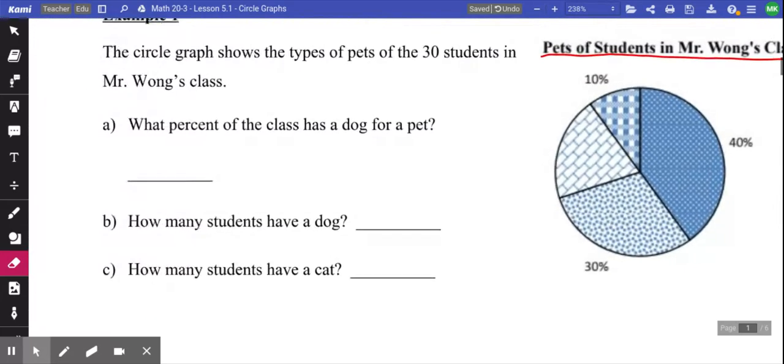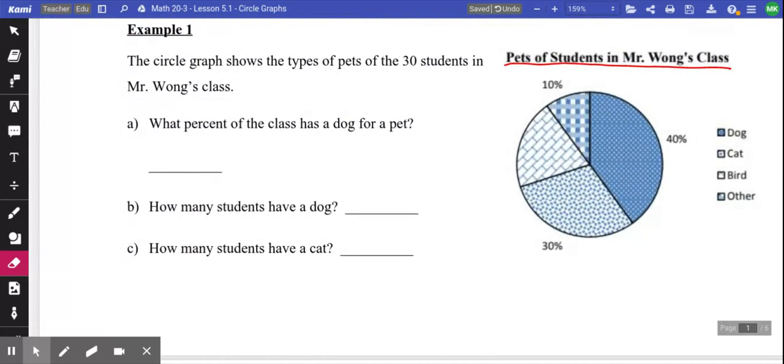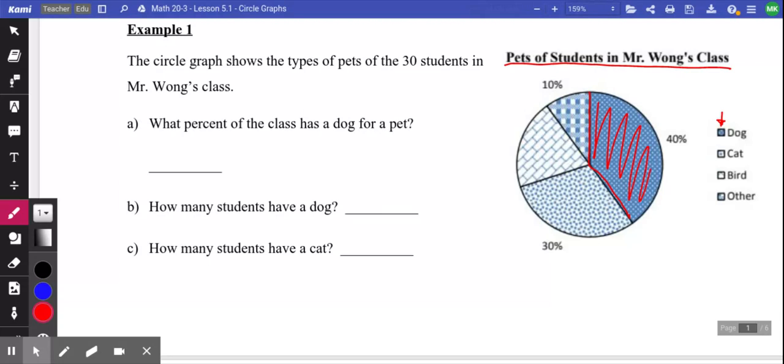On the left here, we're going to answer some quick questions. It says, what percentage of the class has a dog for a pet? All right, well, this pattern represents dog. That means this section right here is our dog section, and it is 40%. That means 40% of the kids in Mr. Wong's class have a dog.